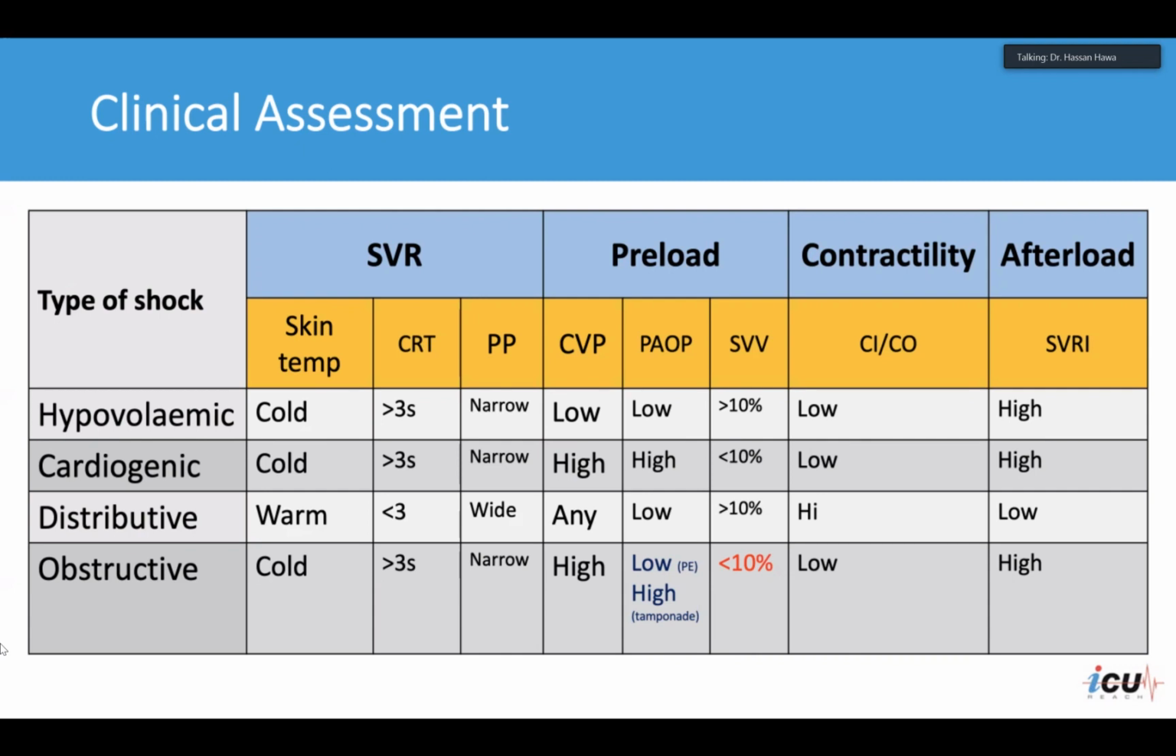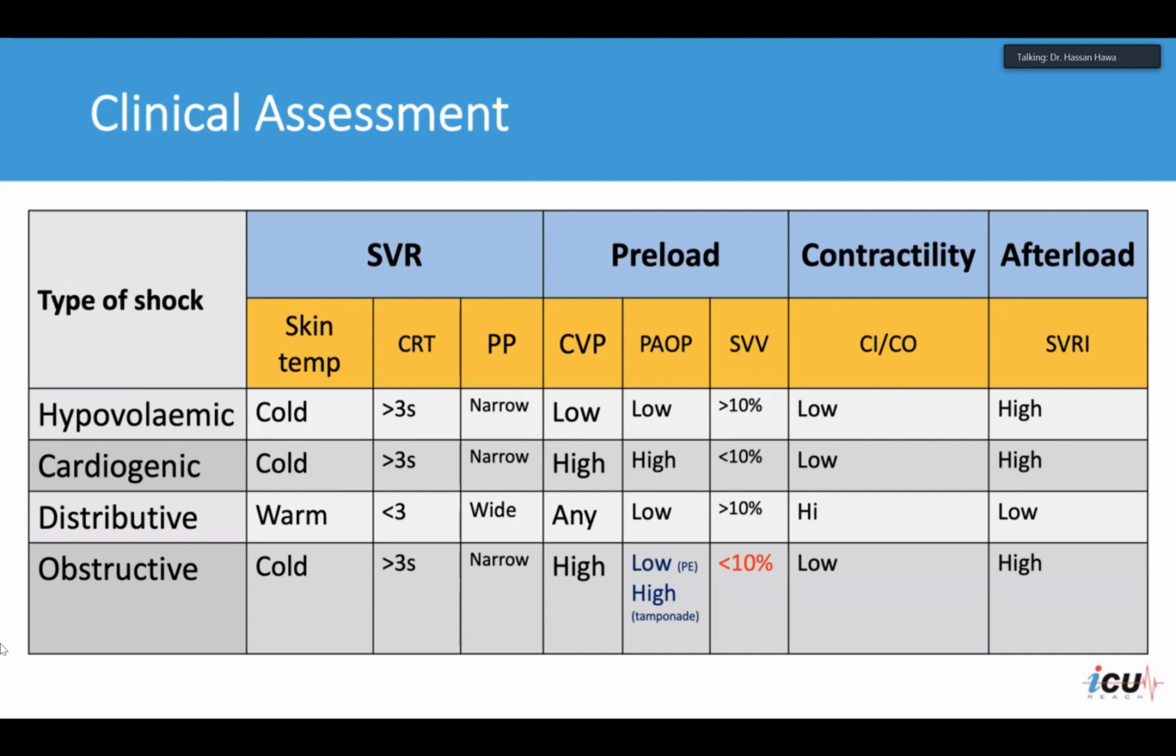If you have the advantage of having a pulmonary catheter inserted, then you will find that in cardiogenic shock, you will have high pulmonary artery occlusion pressure, or wedge pressure, compared to low wedge pressure in other types of shock.